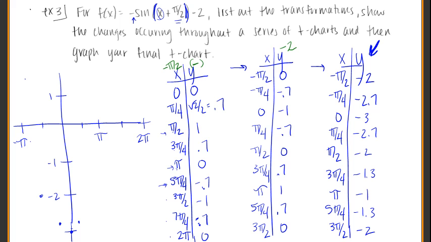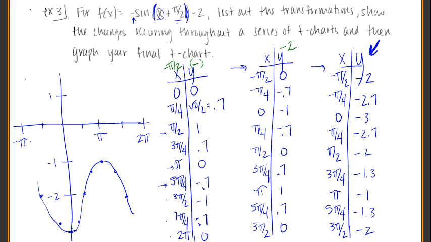At pi over 2, we're at negative 2. At 3 pi over 4, we're at negative 1.3. At pi, we're at negative 1. 5 pi over 4, we're at negative 1.3. And 3 pi over 2, we're at negative 2. This is a good sign. I'm getting a curve. I'm always happy when I get my curve. That means I probably did all the math right.